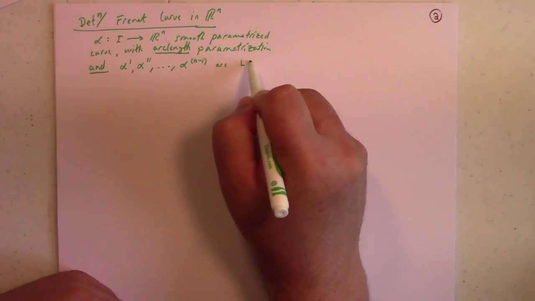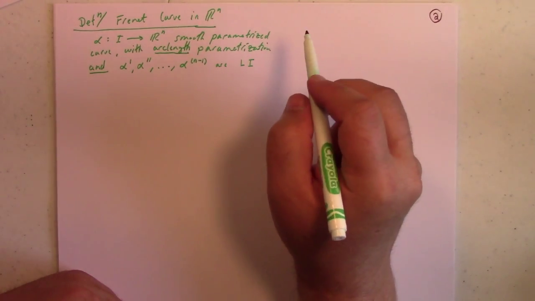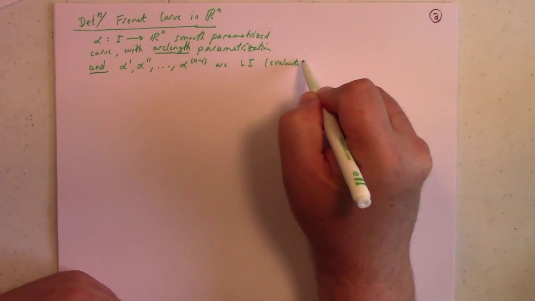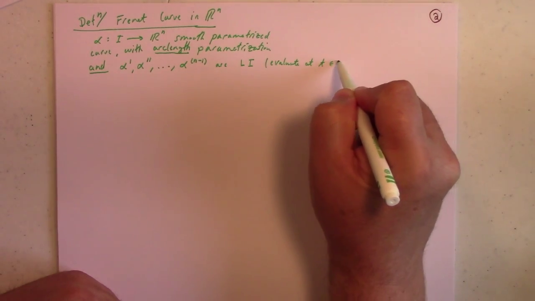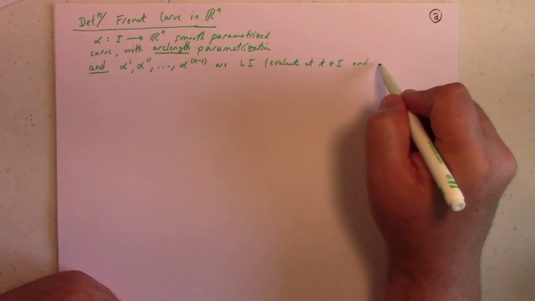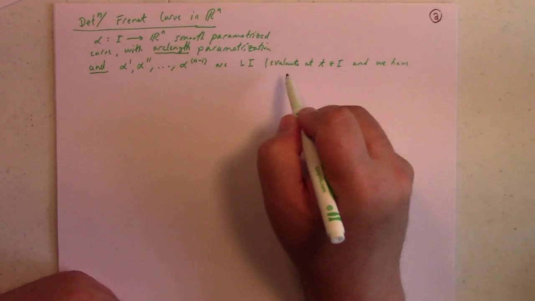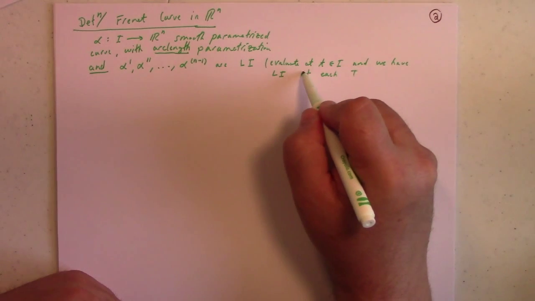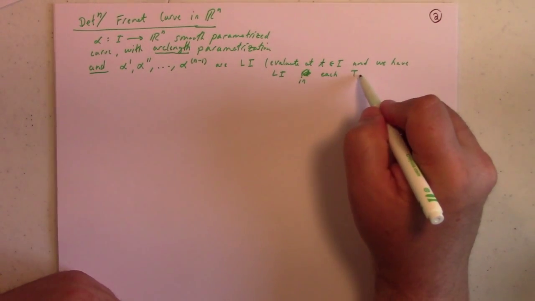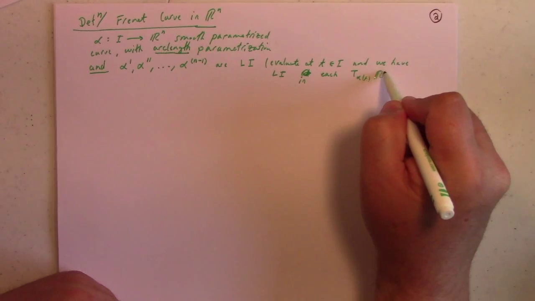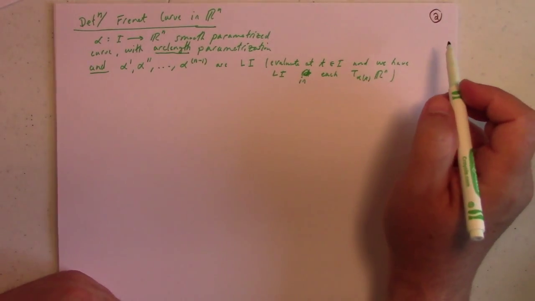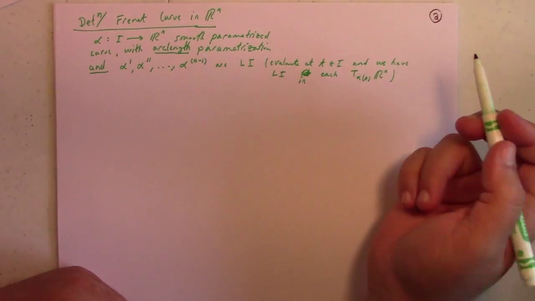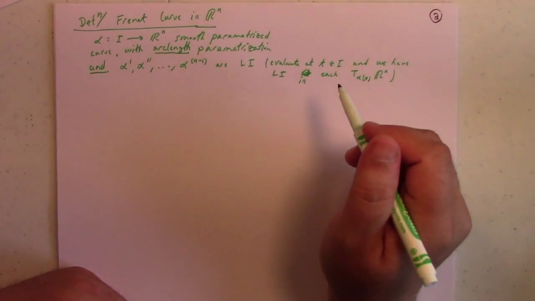These are linearly independent. And so what that really means is, evaluate at t, and we have linear independence in each tangent space at alpha of t of Rn, okay? So they give you this linearly independent set of n vectors. Of course, if they're linearly independent, they're non-zero.